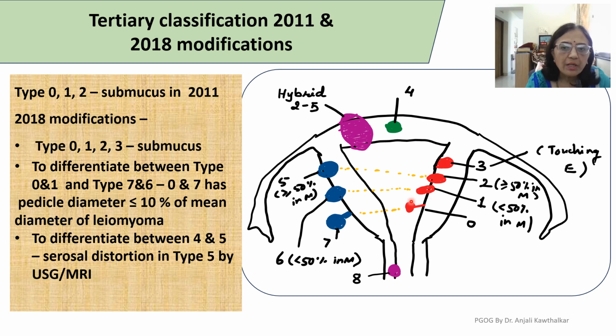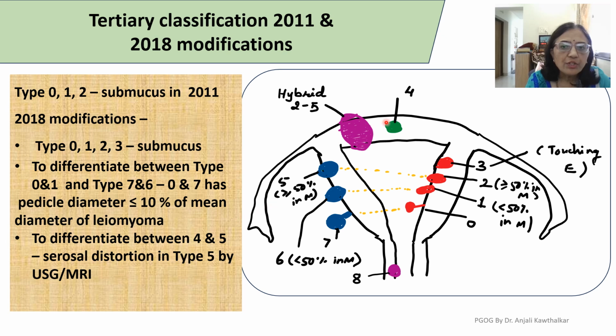So for the mean diameter, three diameters are measured by imaging, ultrasonography or MRI, and the mean of these three diameters is taken. The diameter of the pedicle is also measured. If the diameter of the pedicle is less than or equal to 10%, it is categorized as either 0 or 7. If it is greater than 10%, it will be labeled as 1 or 6. So this is the second modification introduced in 2018 in the PALM-COEIN classification system.